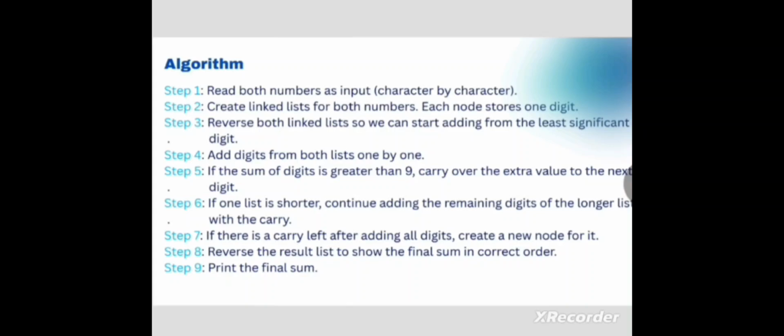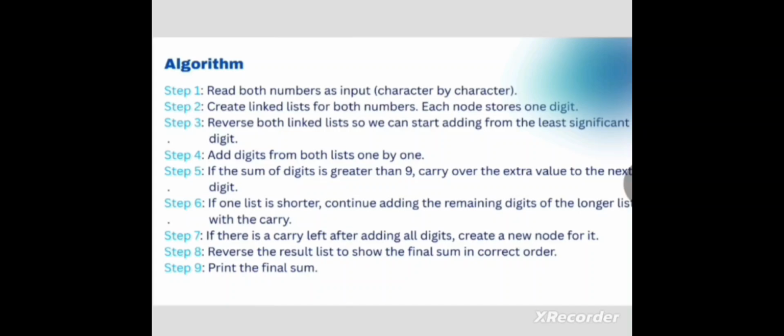That is, for example, if the final carry is 1, then append it to the result or add it to the result. In step 8, they say to reverse the result list to show the final sum in correct order, because the addition was done from the least significant digit. The result is reversed. Step 9, print the final sum. This gives the complete sum of two large numbers.